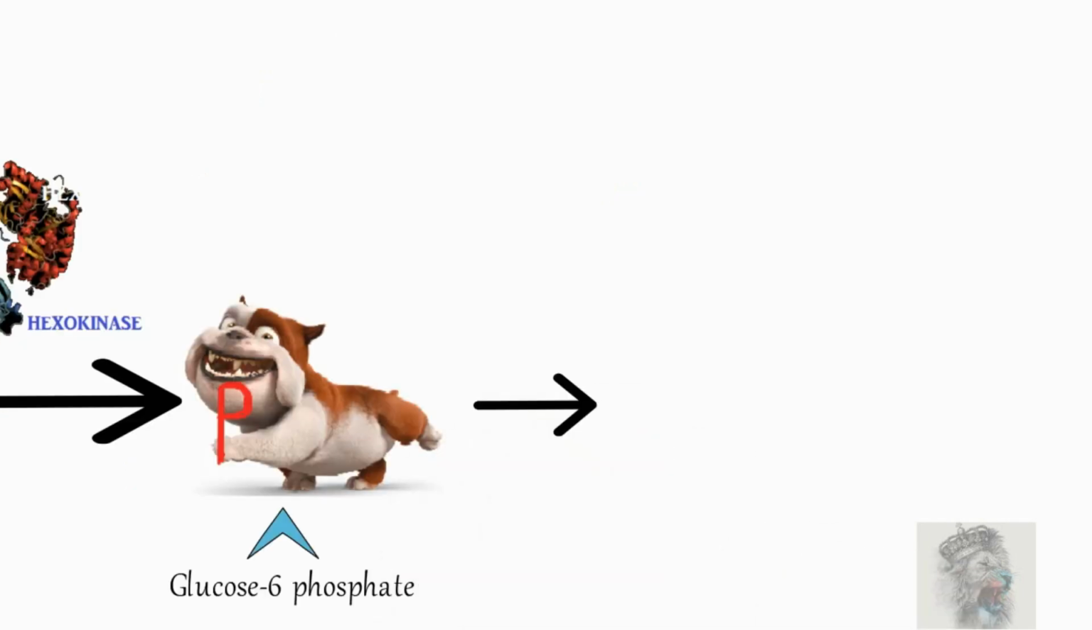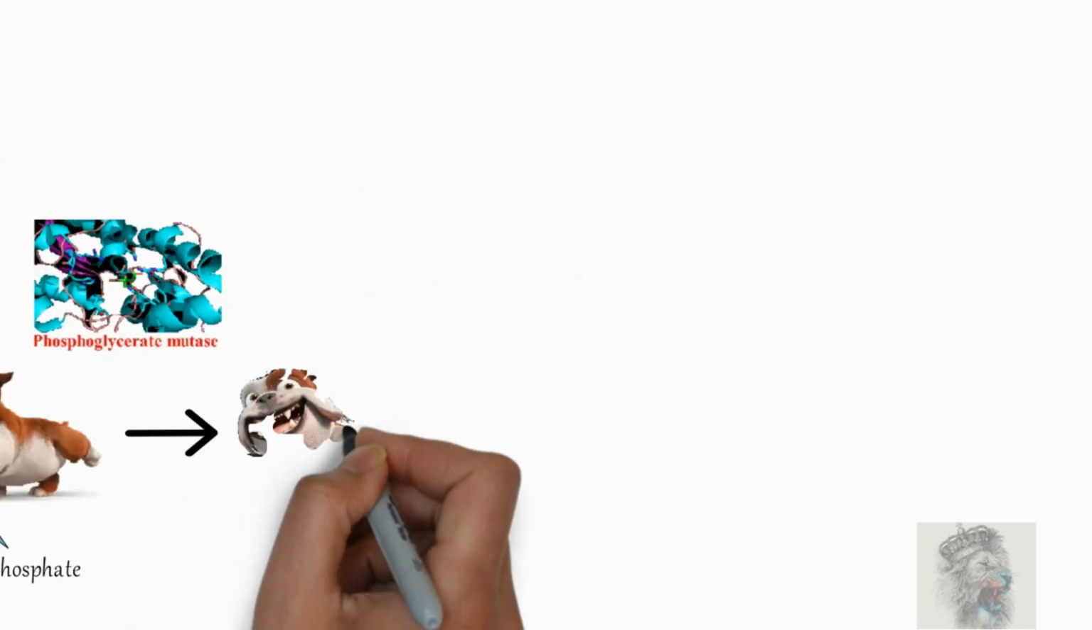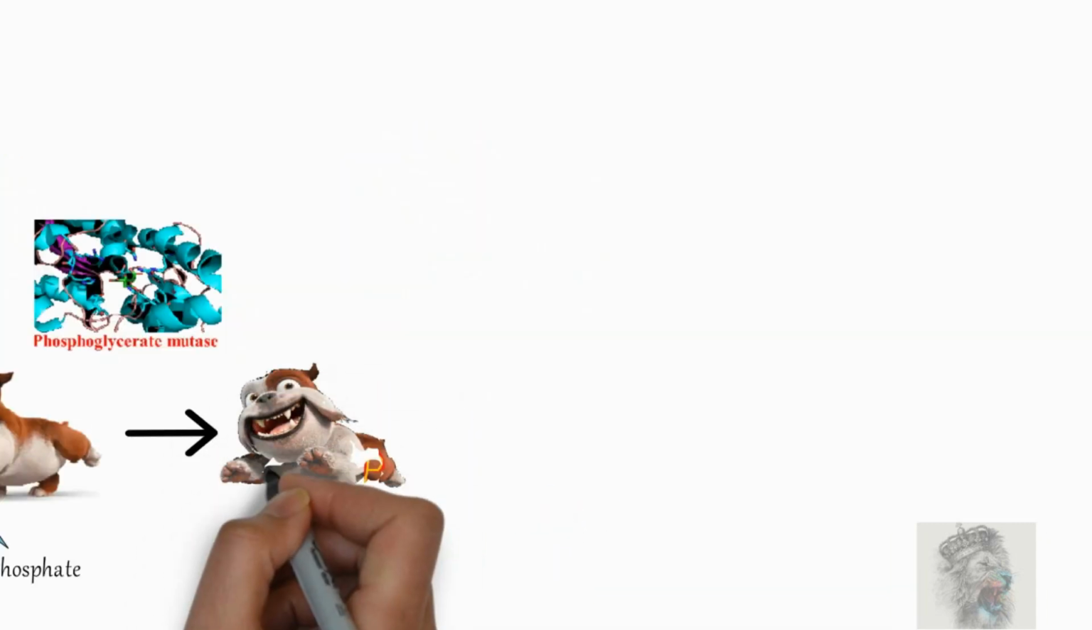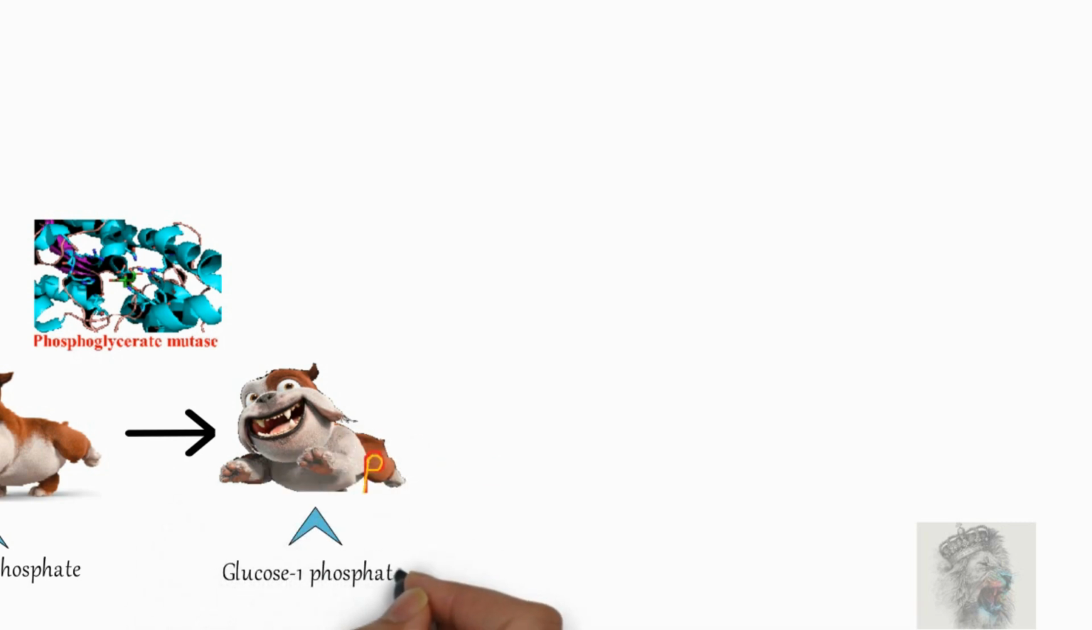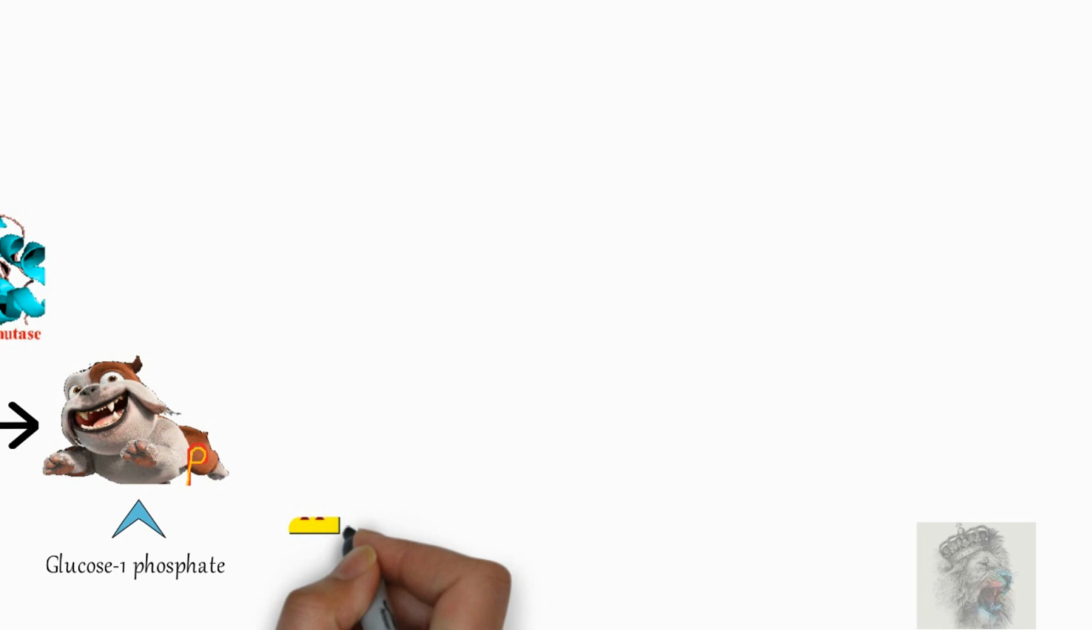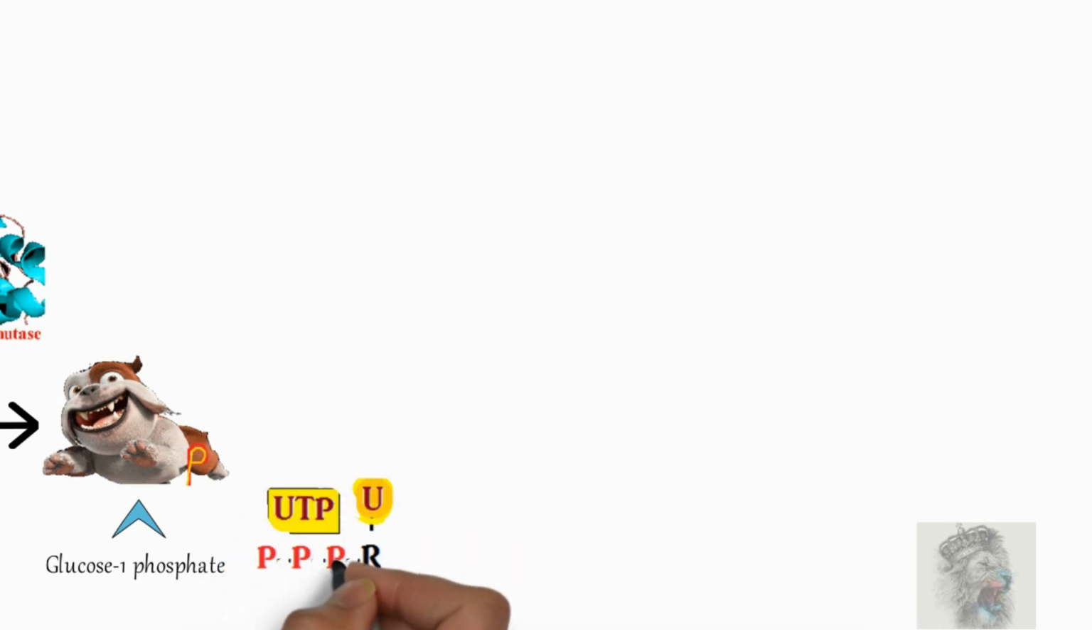When he saw phosphoglucomutase, he slipped his lollipop into the 1st position. And now we call it glucose 1-phosphate. UTP is the lady dog. She stands for uridine triphosphate.